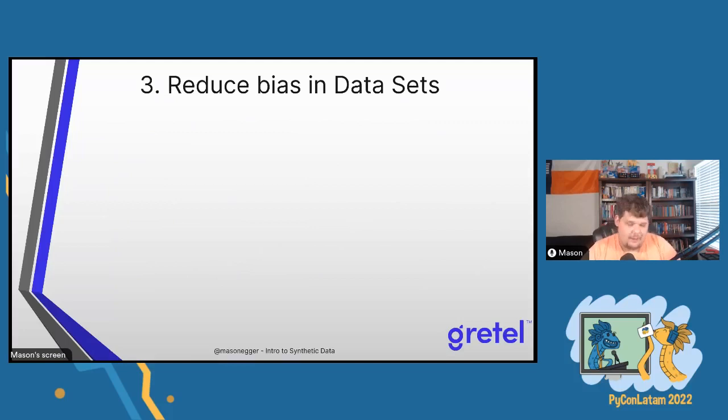The third and other really cool thing I like about synthetic data is its ability to reduce bias in data sets.